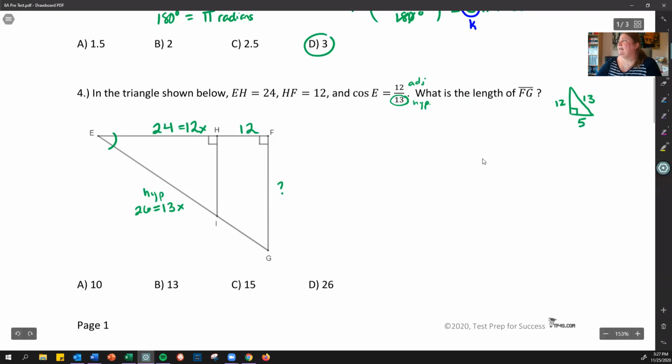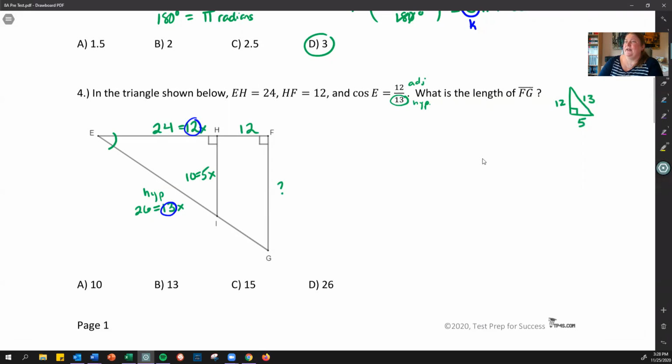So I'm seeing that already here. I'm seeing a multiple of 12 and a multiple of 13. So I know this last one is going to be a multiple of 5. That's going to be my 5x. And I already figured out that x over here is equal to 2. So HI is 10. I don't think that we needed to find HI for our final answer, but I think we might use that. Now I've got to get, right, FG.